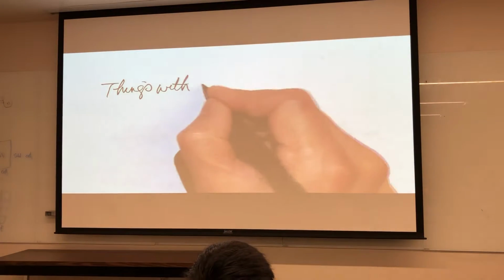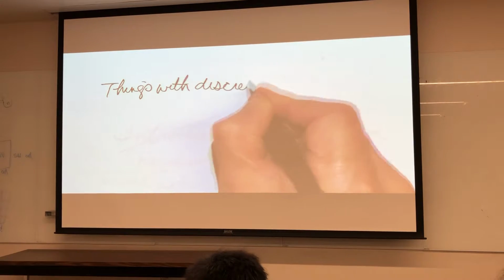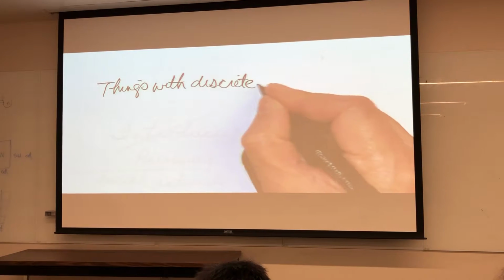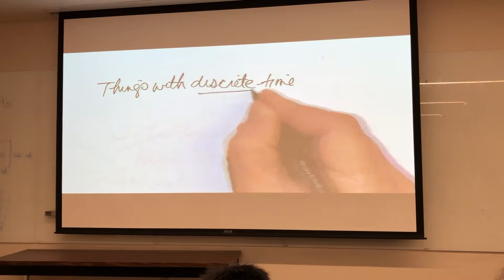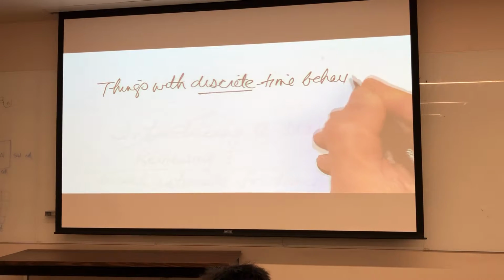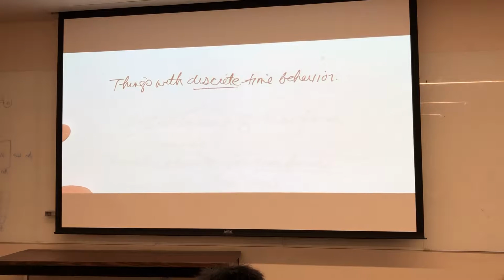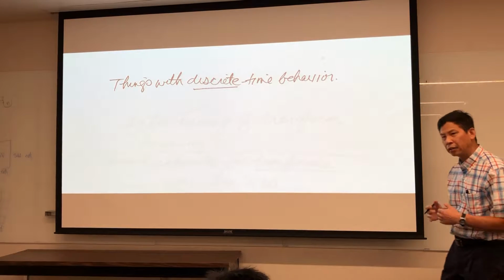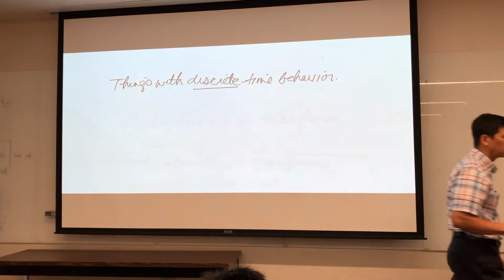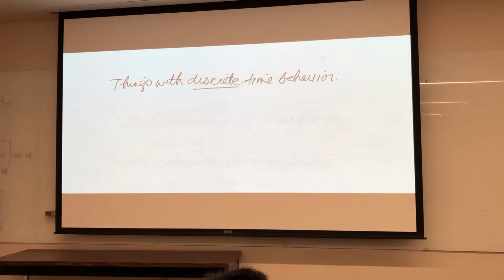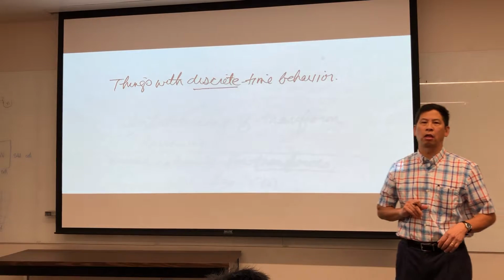Things with discrete time behavior. Okay. A lot of things. One of the things that can happen is we try to control the world that we're living in, and how often we look at the thing that we're trying to control, and how often we make a correction may occur in discrete time.